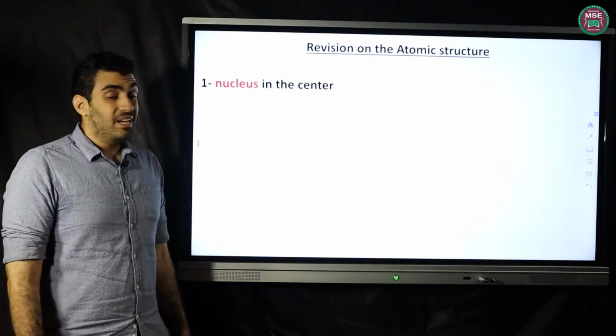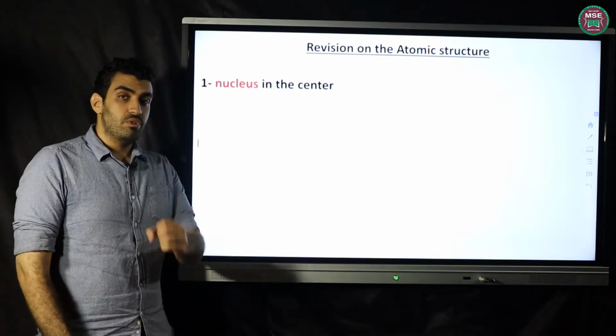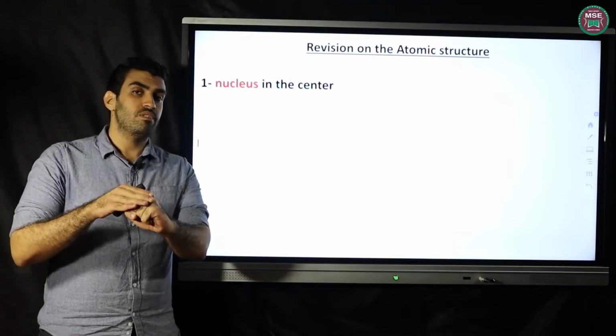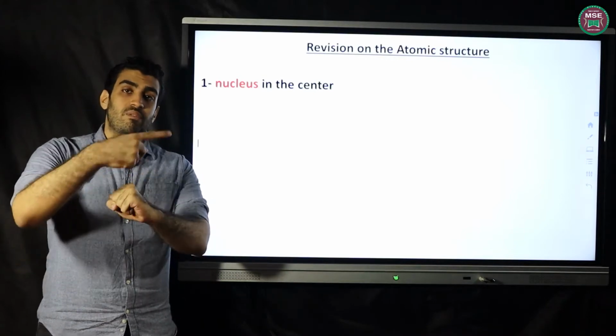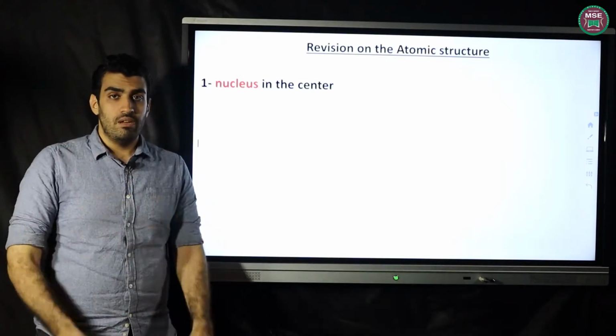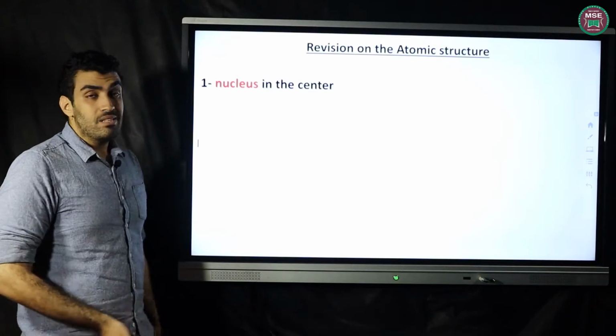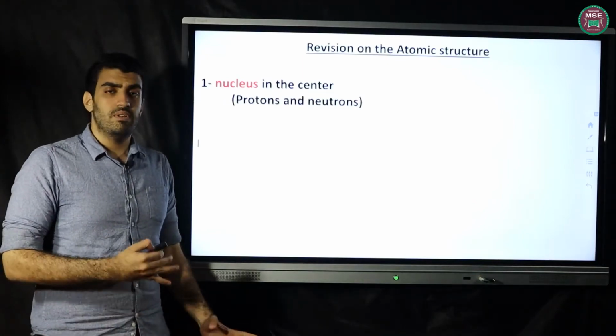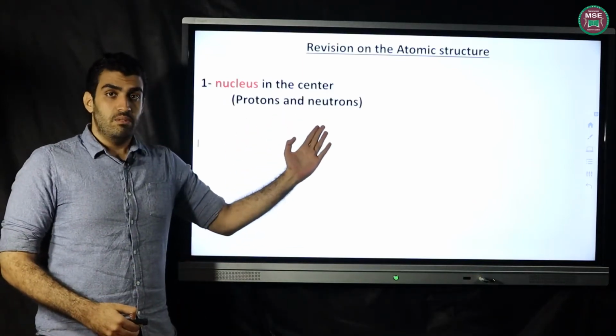We said that any atom is composed of two main parts, which are the nucleus found in the center of the atom and the electrons revolving around the nucleus in energy levels. So any nucleus is found in the center and it's composed of protons and neutrons.